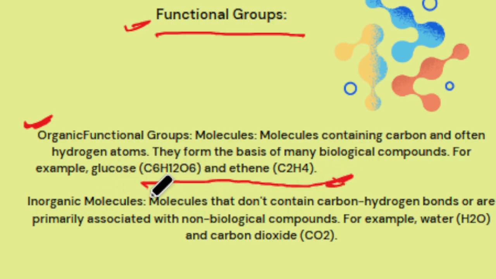The first example is glucose, where carbon and hydrogen are present along with oxygen atoms. In ethane, only carbon and hydrogen are present. This type of category is called organic, and inorganic is the opposite of organic, where the carbon and hydrogen bond is not present. The key point is that the carbon and hydrogen bond is not present, and that is called an inorganic molecule, like CO2. The first examples are CO2 and H2O. Okay, so this is the division according to functional group.